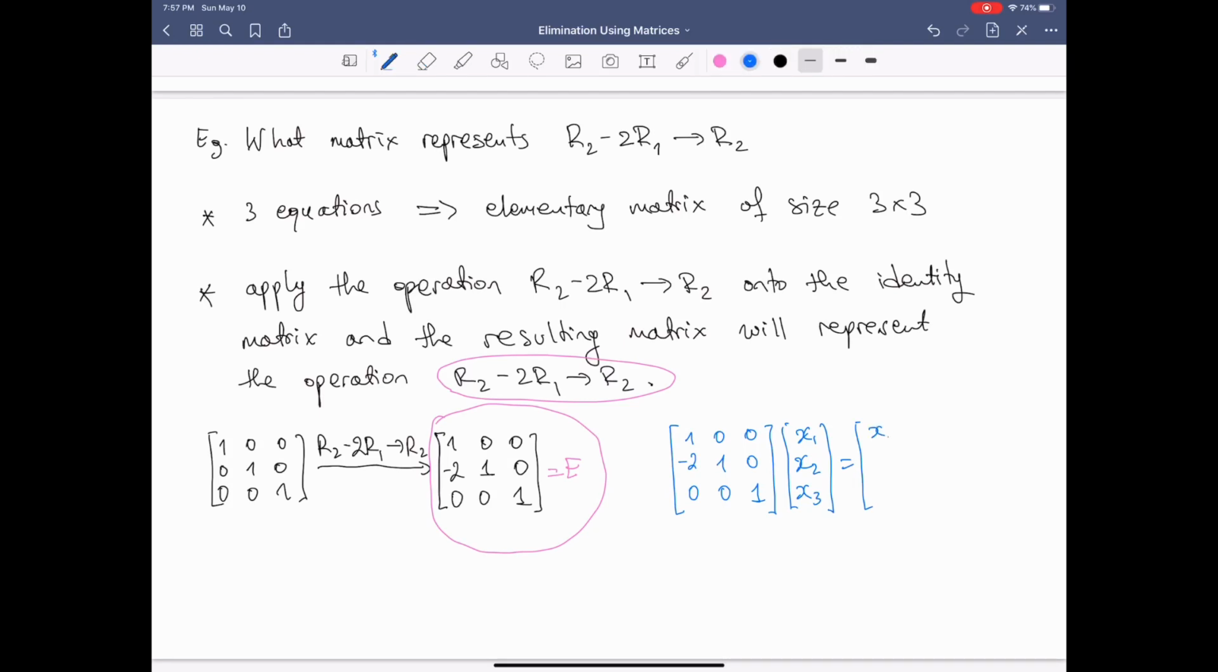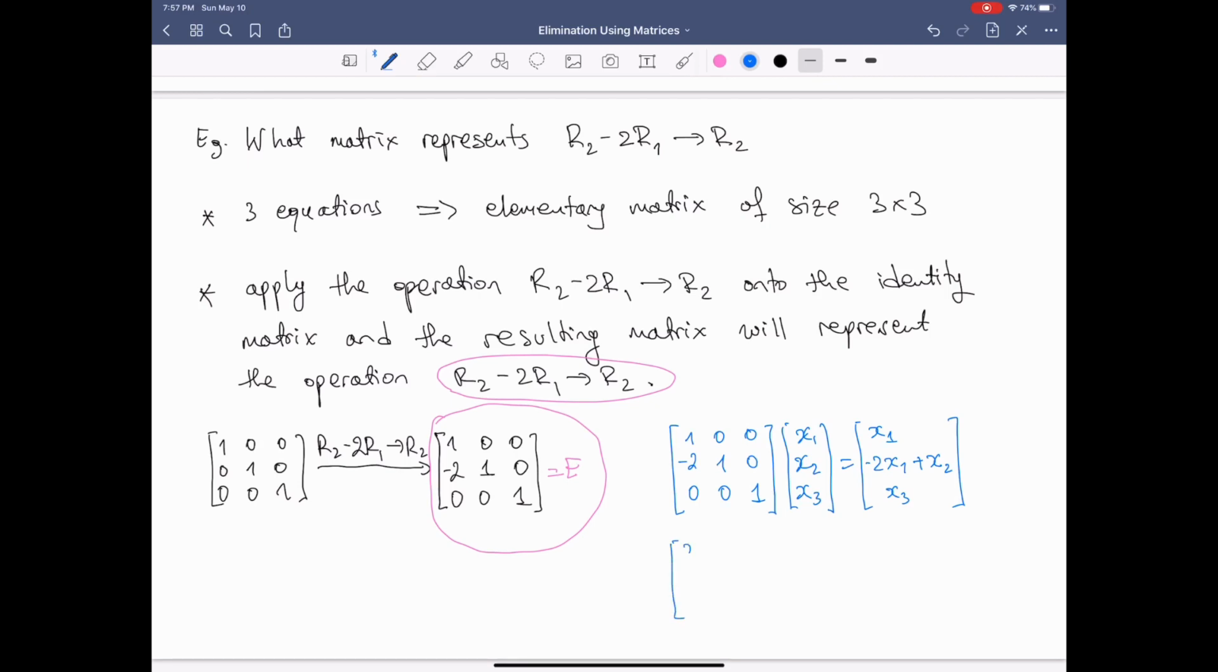So this is just x1 over here. Now when I apply the second row dot product with this x, I get negative 2 times x1 plus x2, and then plus 0 times x3, so I'm just not going to write that. And then I have the third row times x. The first two components are 0, so x1 and x2 don't show up, and then I have 1 times x3, so that's x3.